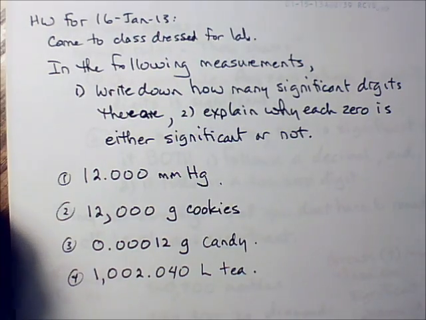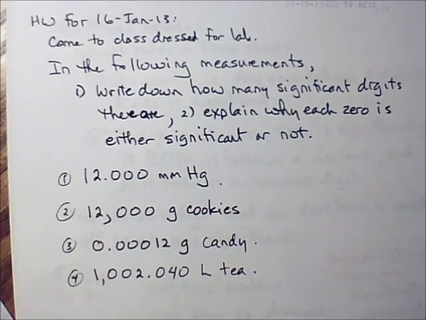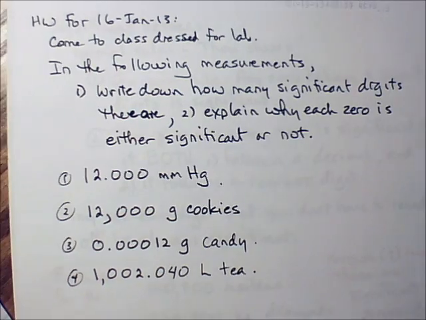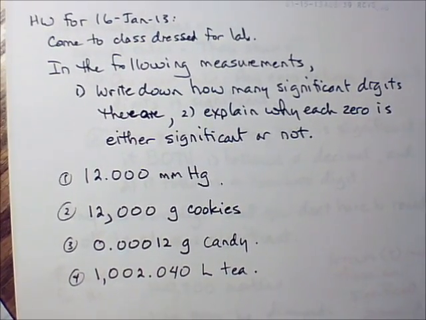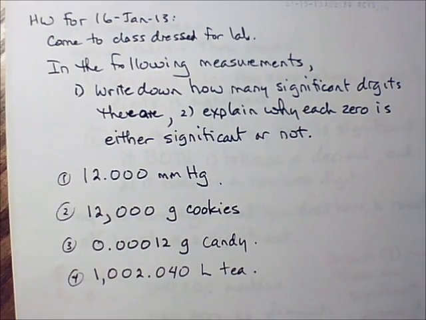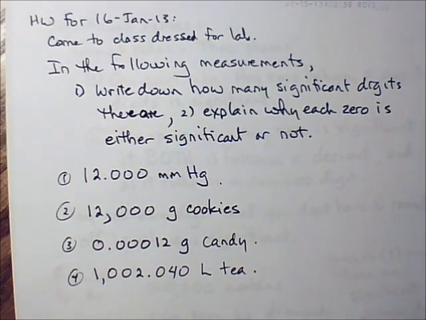You left off a decimal place. Let's see, what was the total? 32 points was the total for everything? Okay, you got it. All right. So that's significant zeros.